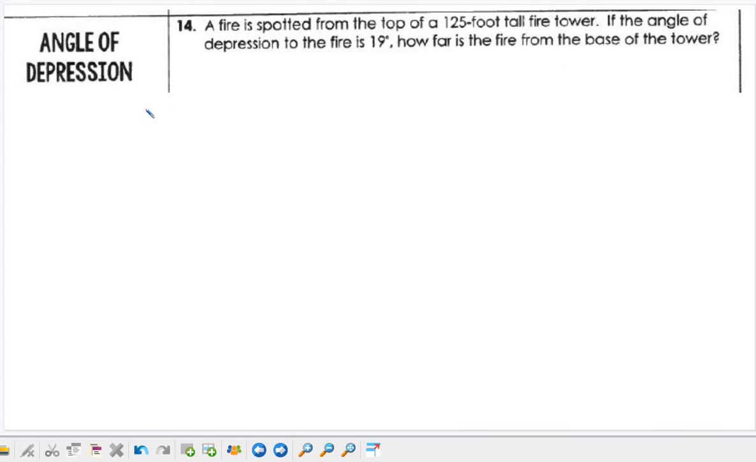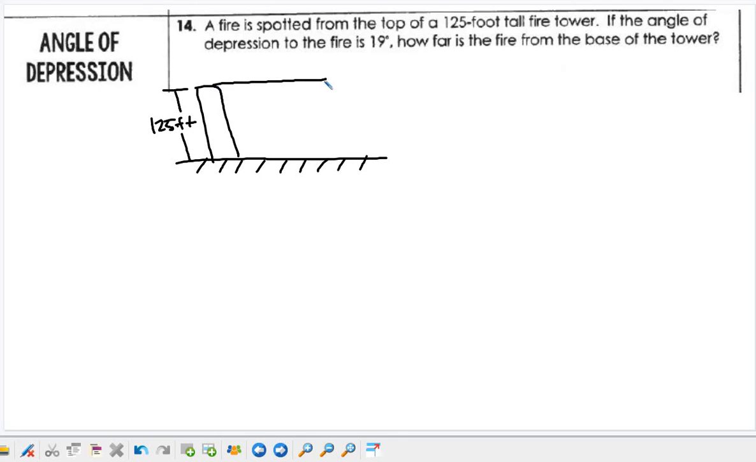So I'm going to do my ground again, just lines for ground. So my tower is 125 feet. Okay, the angle of depression, so here's my horizontal. The angle of depression to the fire, so this is my angle of depression, is 19 degrees. And here is my fire. Right? Here we go. It says, how far is the fire from the base of the tower? So this here is what I'm looking for, this distance here to the fire.